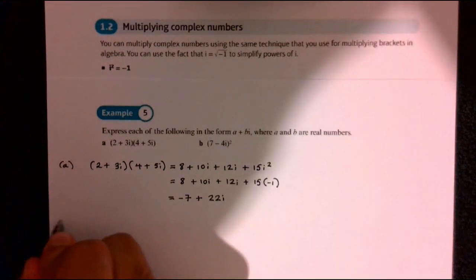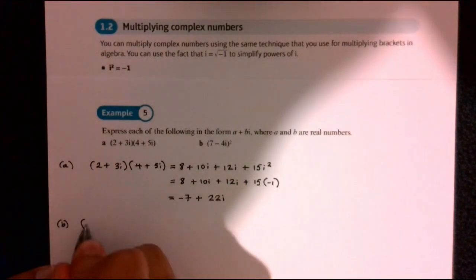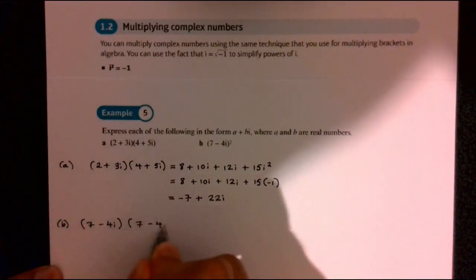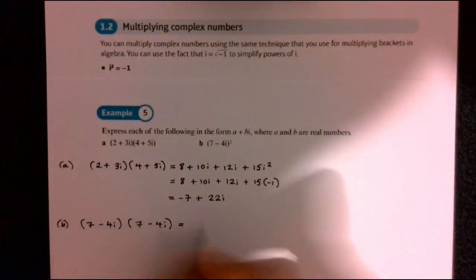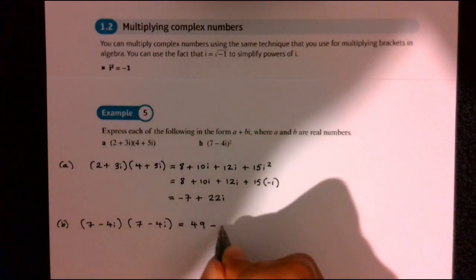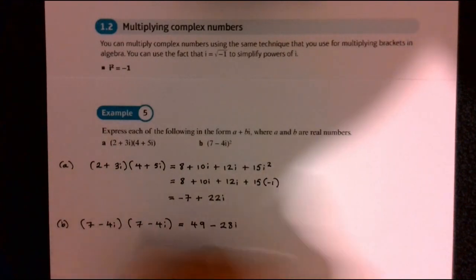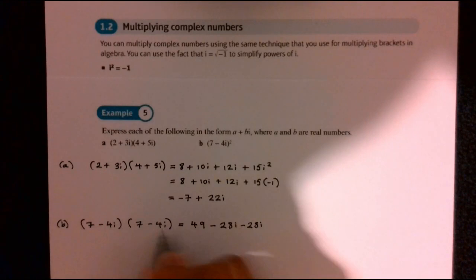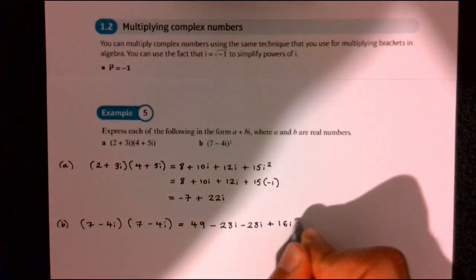Now for part B, we have 7 minus 4i all squared, which I will rewrite as 7 minus 4i multiplied by 7 minus 4i. So if we expand and simplify, 7 times 7, that's 49. 7 times minus 4i, that's minus 28i. Minus 4i times 7, that's minus 28i. Minus 4i times minus 4i, you'd find that to be positive 16i squared.